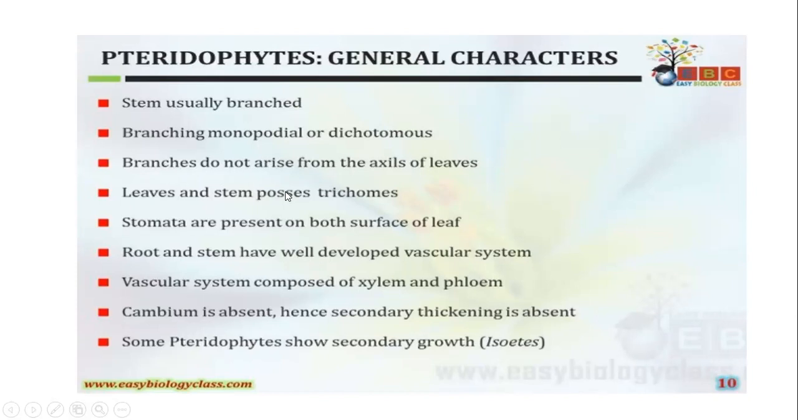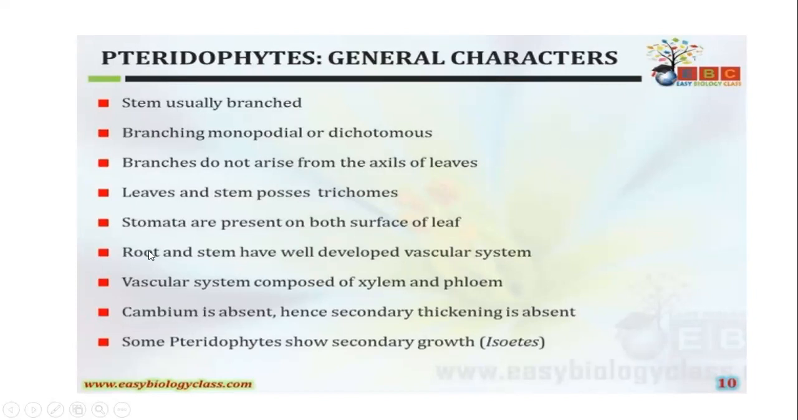Next, the leaves and the stem possess trichomes. Trichomes are small hair-like structures. On the stem and leaves, you can see the development of the trichomes. Next, on the leaves, you can see the development of stomata on the upper surface as well as on the lower surface of the leaf. Development of the stomata can be seen.